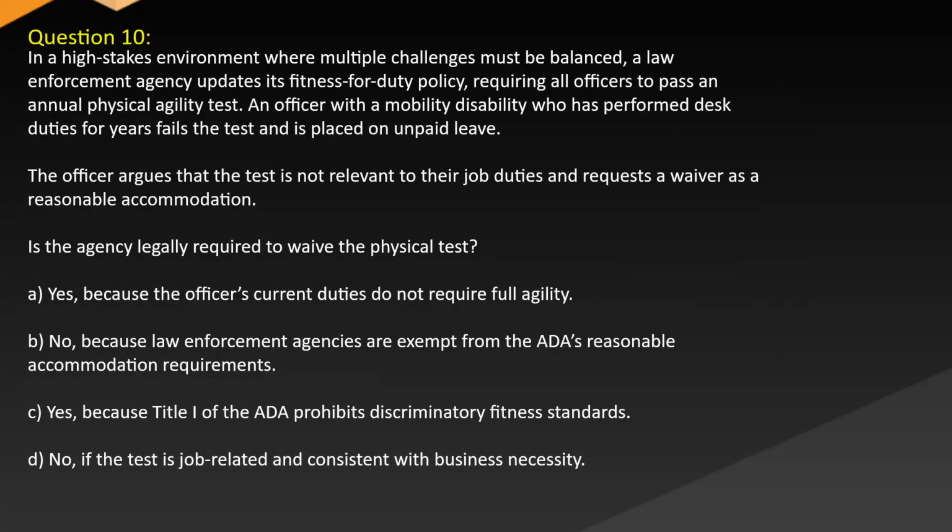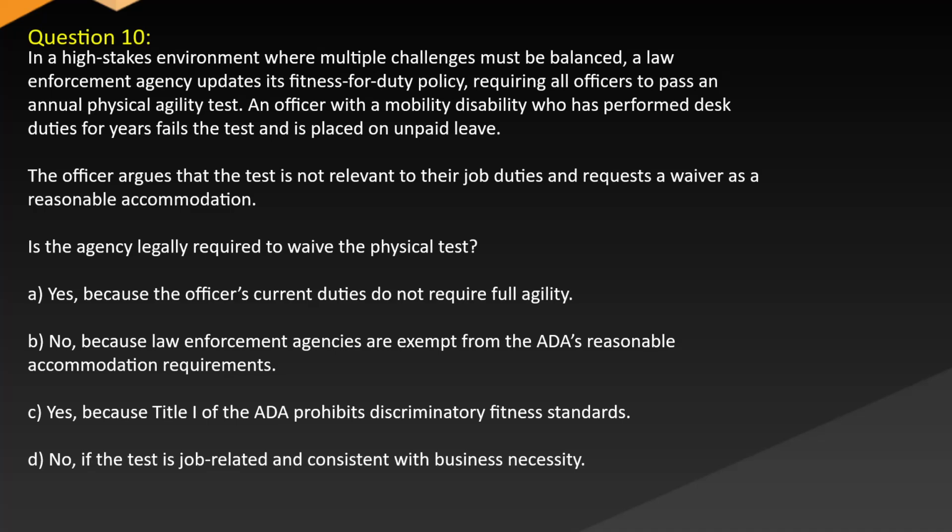Question 10. In a high-stakes environment where multiple challenges must be balanced, a law enforcement agency updates its fitness for duty policy, requiring all officers to pass an annual physical agility test. An officer with a mobility disability who has performed desk duties for years fails the test and is placed on unpaid leave. The officer argues that the test is not relevant to their job duties and requests a waiver as a reasonable accommodation. Is the agency legally required to waive the physical test?